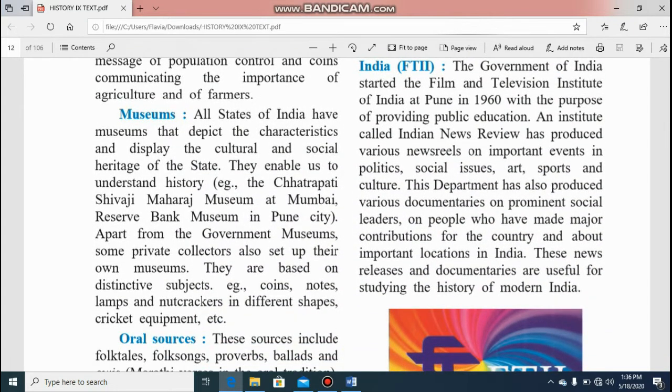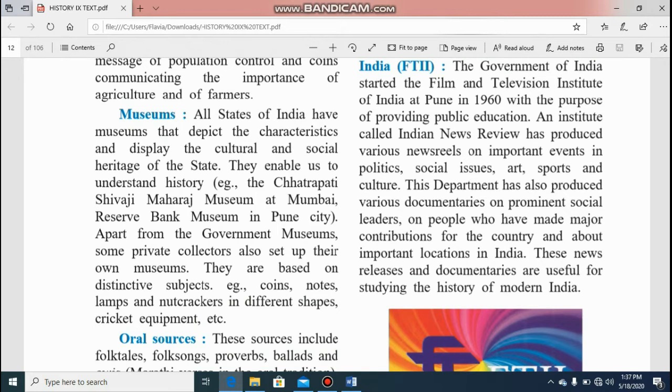Museums. There are museums in all states. They display the cultural and social heritage of the state. They are a great help to understand history. In Mumbai, we have the Chhatrapati Shivaji Maharaj Museum. Apart from these government-owned museums, we also have privately owned museums where the owners display their private collections.